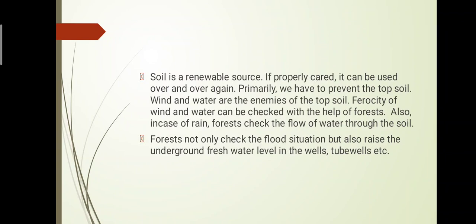Point 2. Soil is a renewable resource, right? And if we properly take care of it, it can be used over and over again. The thing is that we have to protect the top soil. And wind and water are the enemies of the top soil, okay? Because they blow and wash away the top fertile soil with force. So the ferocity of wind and water can be checked with the help of forests.